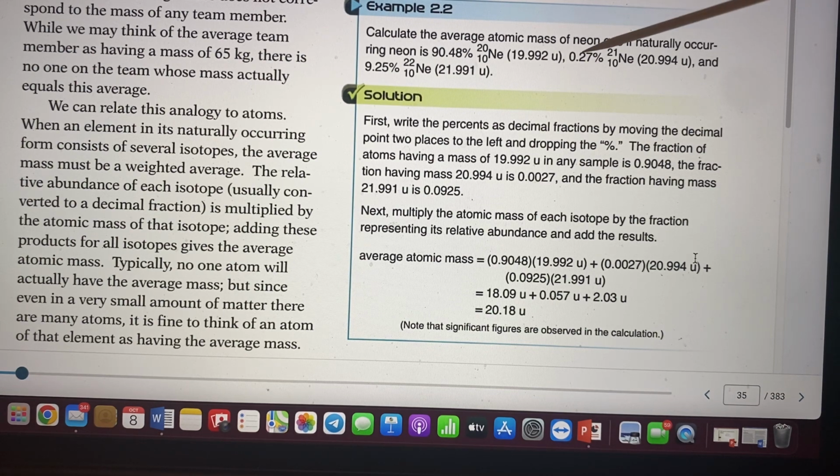Okay, so the mass of neon gas, if naturally occurring, is 98.48. So we're going to move it over and change that mass to 0.9048, right? The next one is 19, so we're going to change this to 19.992. And then we're going to put this as 0.002. Let me show you how I figured this.